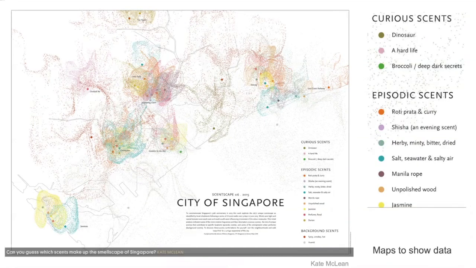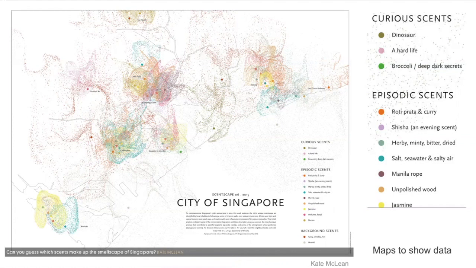This is a map that tells you something about a place. You're going to like this map. This maps all the different smells in the city of Singapore on a certain day. So what happened is the artist, Kate McLean, had a team of people and she sent them out to ask people questions. What did they smell? And then they mapped it on the map.